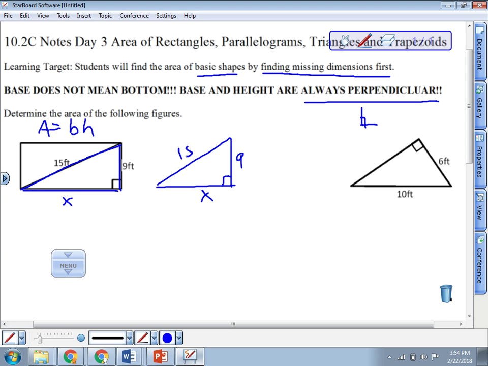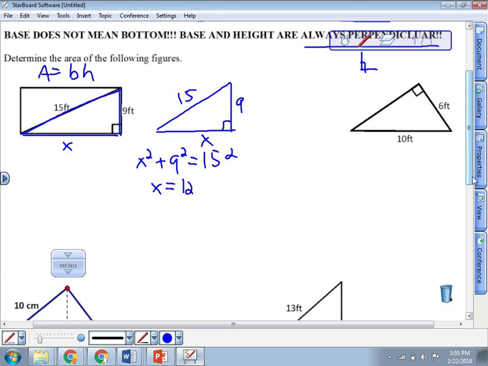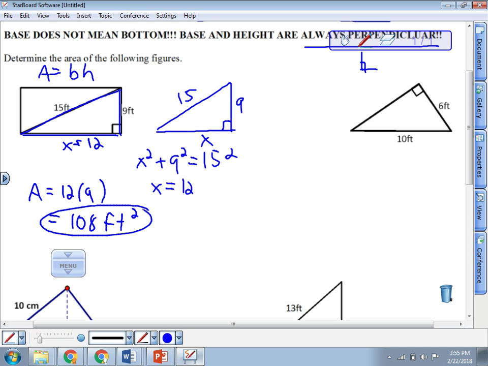So I'm just going to use the Pythagorean theorem. You remember, leg squared plus leg squared equals hypotenuse squared. When I solve for that, you should end up with x equals 12. You guys know how to do the Pythagorean theorem, so I'm going to skip that step. Once I know that x is 12, I know a base and my height. So area equals 12 times 9. My final answer then is 108, and that's feet squared. So that's how you do the rectangle.